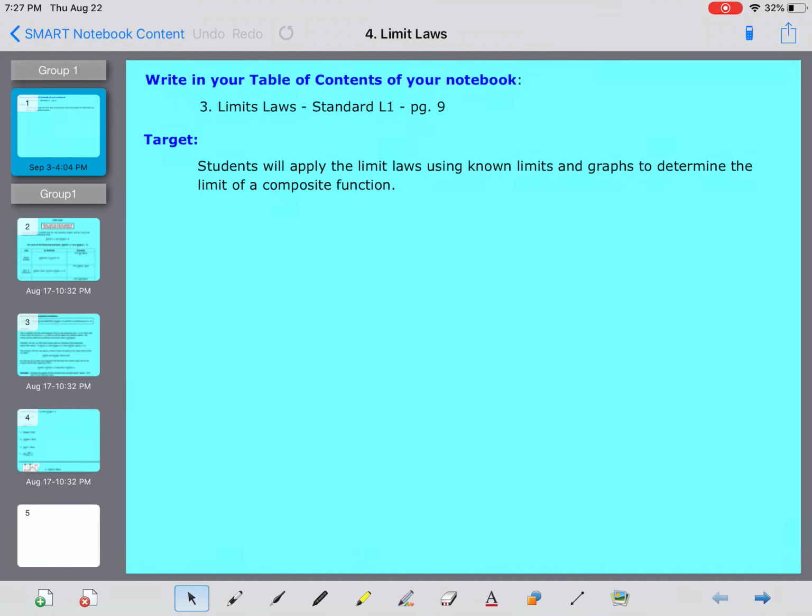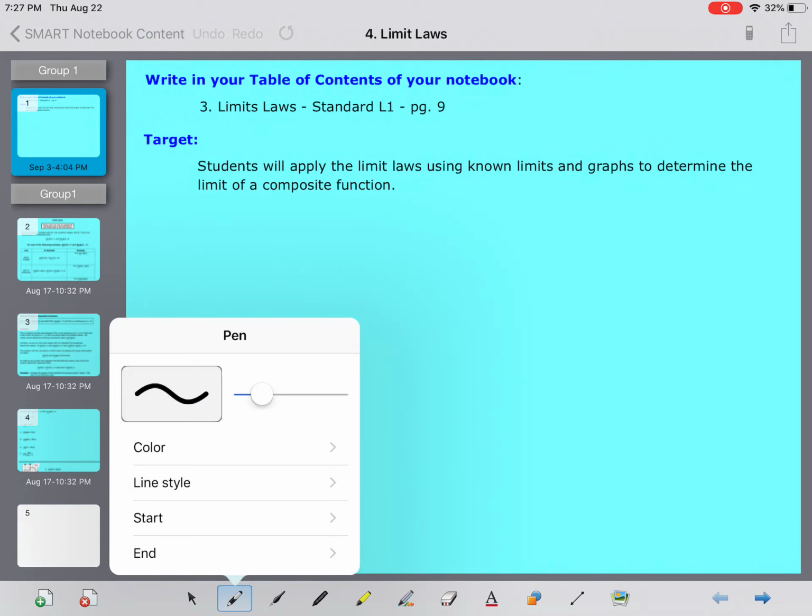So our learning target for today says students will apply the limit laws using known limits and graphs to determine the limit of a composite function. So we've been doing limits graphically for the last couple of days. So we want to kind of move into the algebraic sense. So we want to get a little bit more accuracy than just relying on the graph.